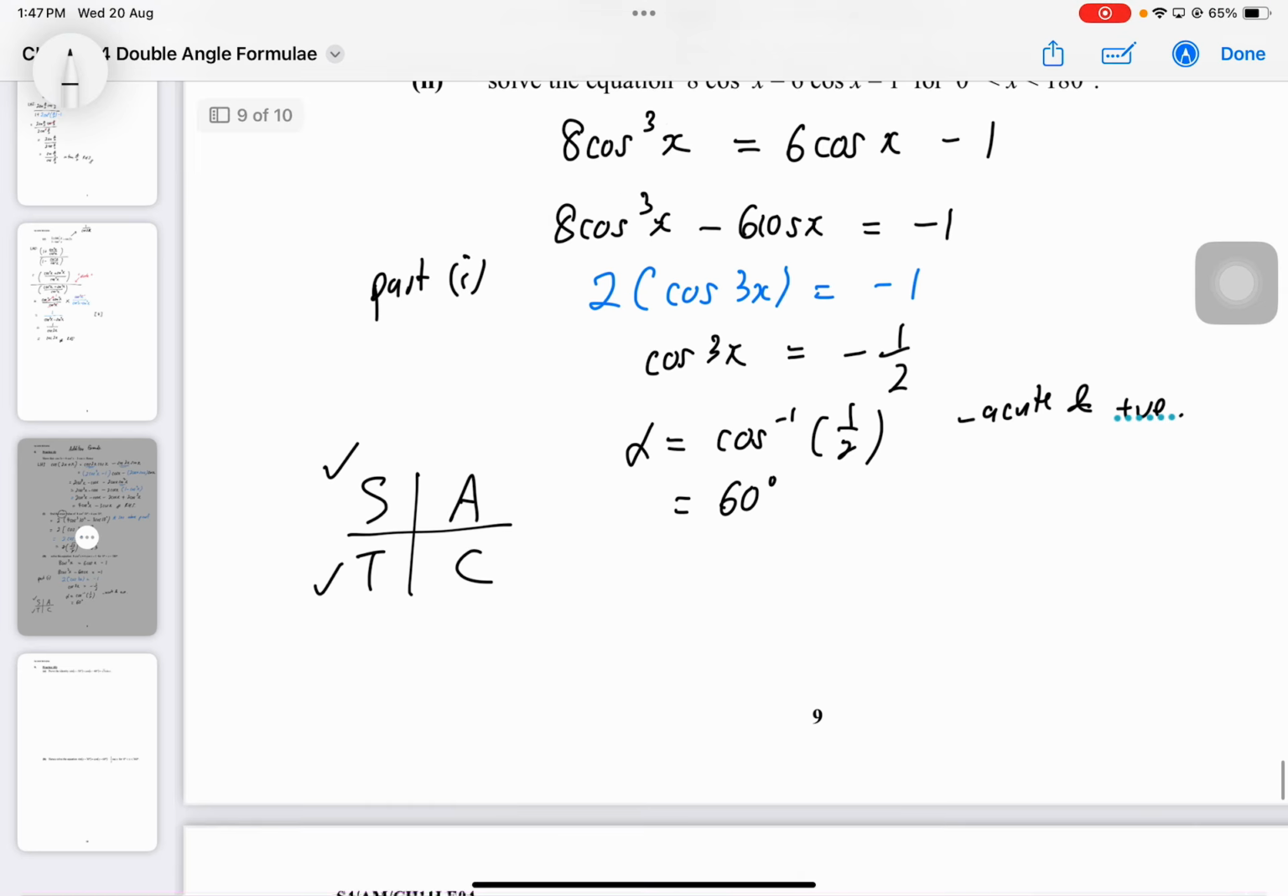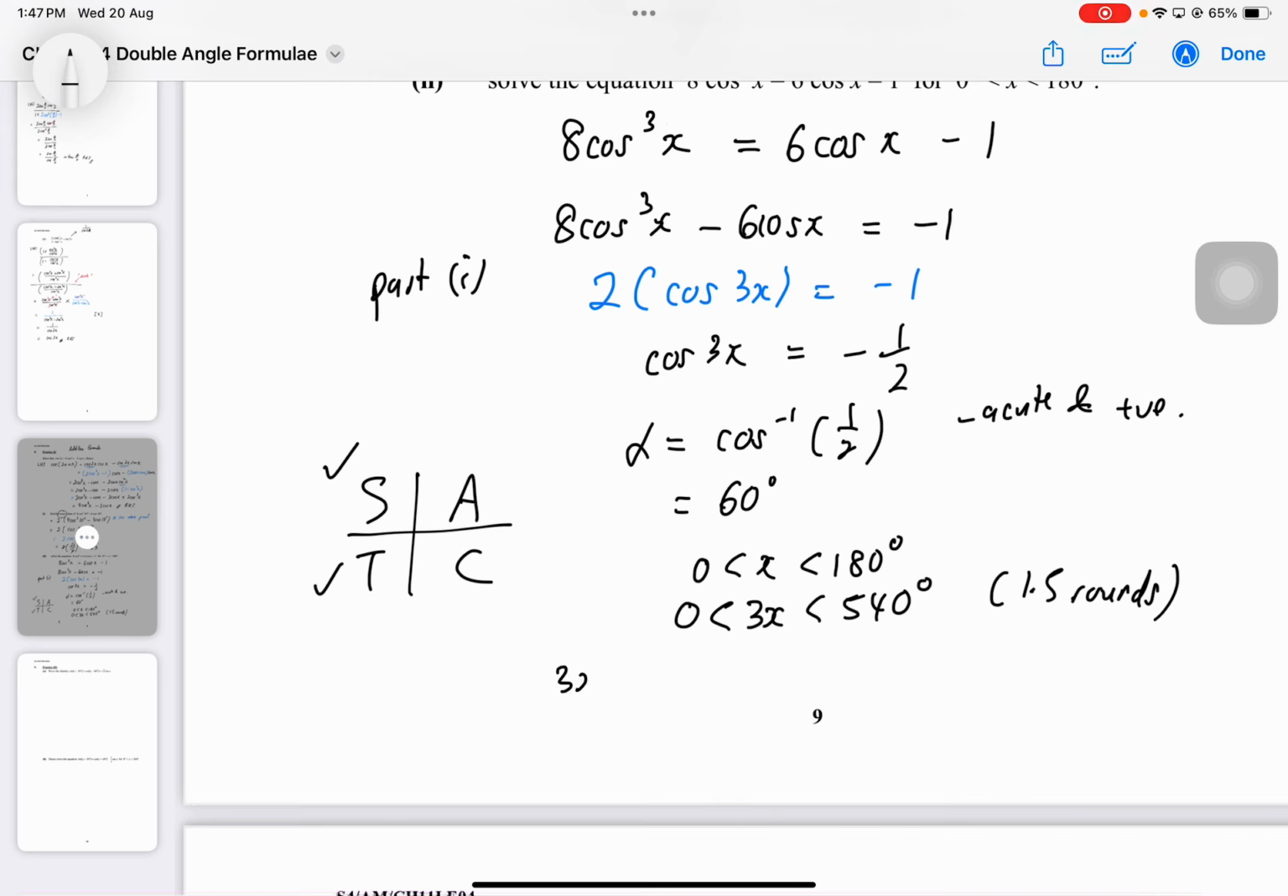Okay, and take note that this is 3x, so I will need to change the range. My given range is from 0 to 180 instead of 360. Now I need to change it to 3x. So 540. 540 is what? 1.5 rounds. Okay, so this is about 1.5 rounds.